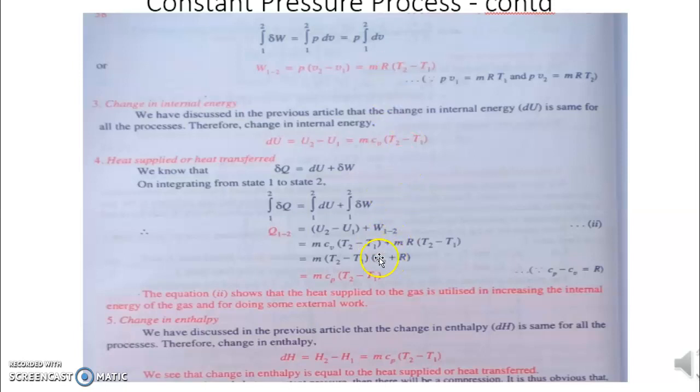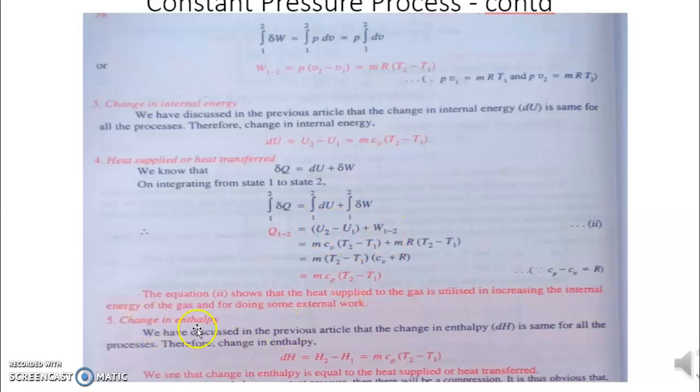Next we can write Cv plus R outside. Here Cp minus Cv equals R, so we can replace Cv plus R with Cp. Finally, we get mCp into T2 minus T1 for heat transfer during the constant pressure process. So equation 2 shows that the heat supplied to the gas during a constant pressure process is utilized in increasing the internal energy of the gas and for doing some external work.